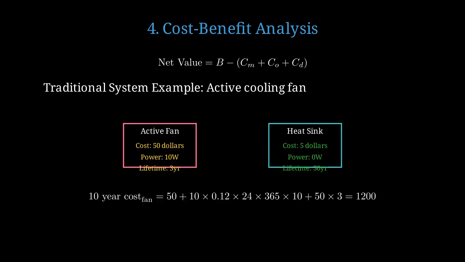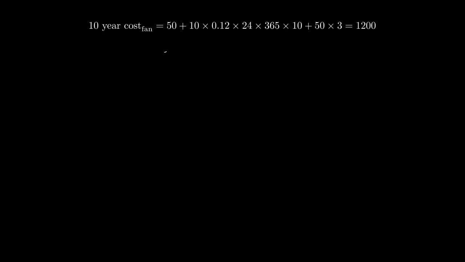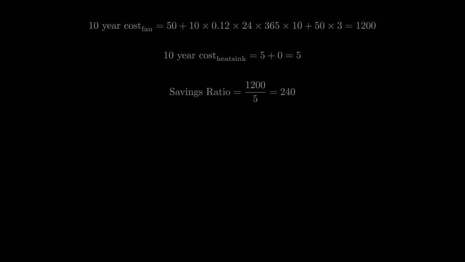The 10-year cost of the fan system is $50 initial plus 10 watts times 12 cents per kilowatt hour times 24 hours times 365 days times 10 years, plus replacement costs, totaling approximately $1,200. The 10-year cost of the passive heatsink is just $5, with zero operating costs. The savings ratio is 1,200 divided by 5 equals 240 times more cost-effective for the passive solution.